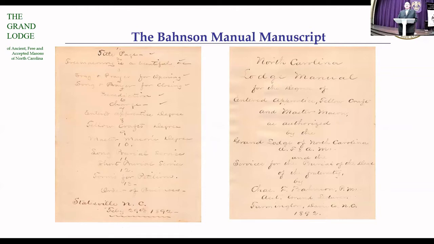When we look at the manuscript itself, we see here on the left a title page, and then the contents on the other page. These read just about verbatim to what is in our monitor that we have now. You'll notice that at the bottom of the title page it says Statesville, North Carolina, yet on the contents page it says Farmington. So it would lead us to believe that the book was not put together all in one place, and that it was done in different parts, maybe with different individuals.